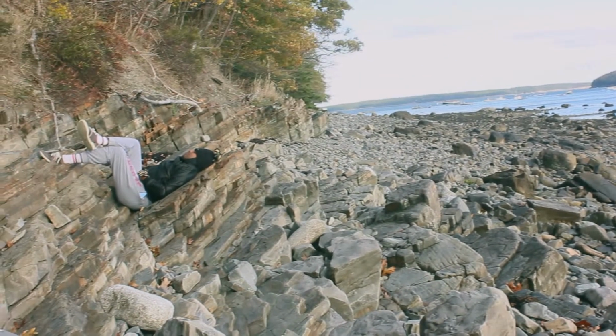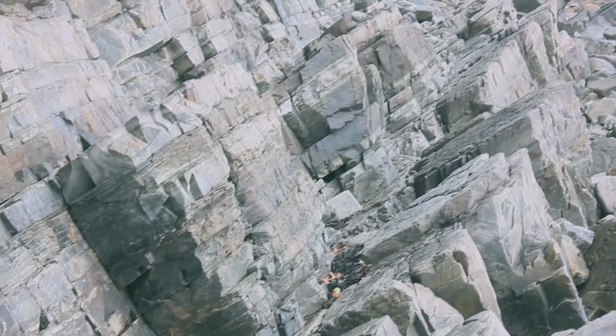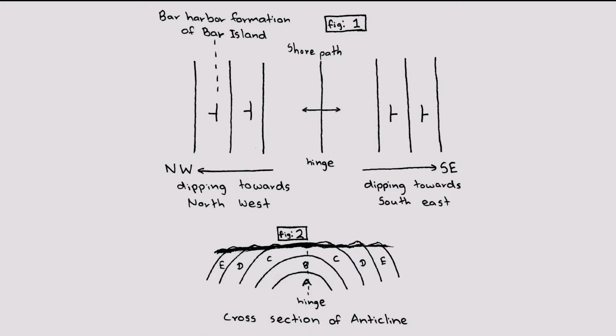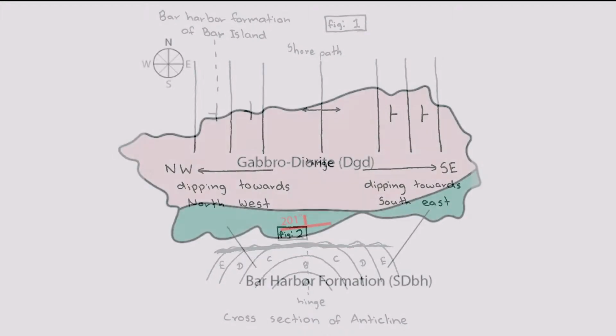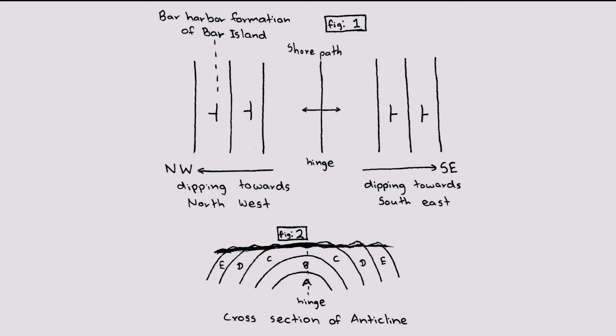Sedimentary rocks tend to fold or tilt because of tectonic activities. Bar Harbor's tilted formation is a type of fold that is on the island as part of an anticline fold. When the fold dips towards the opposite sides of the hinge, it is called an anticline, as in figures 1 and 2. The hinge of this fold is present in the shore path of Bar Harbor. The fold is dipping to the northwest on the island at a 201-degree angle, and the strike is in the northeast to southwest direction. Based on this, Bar Island should be somewhere in the fold, as it is marked in figure 1.